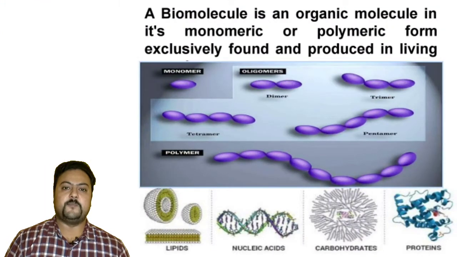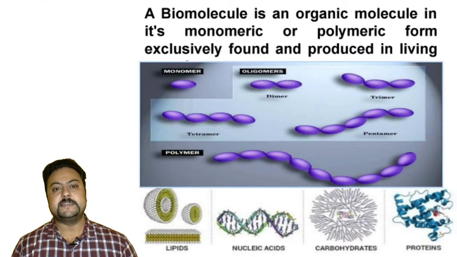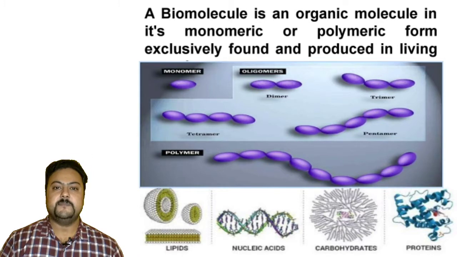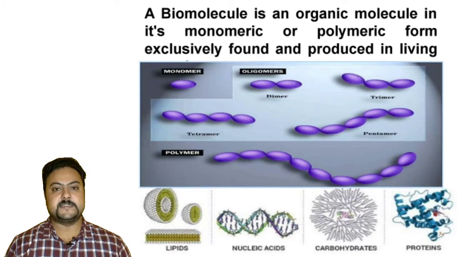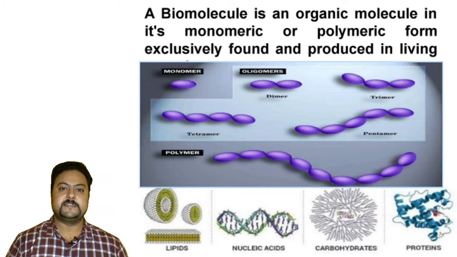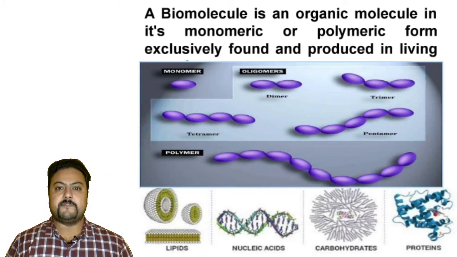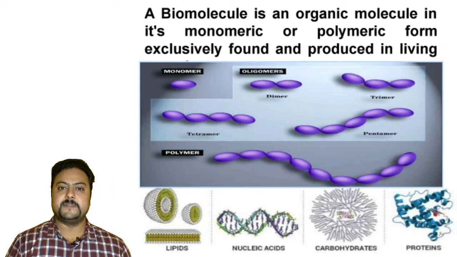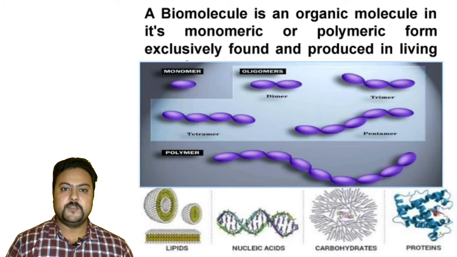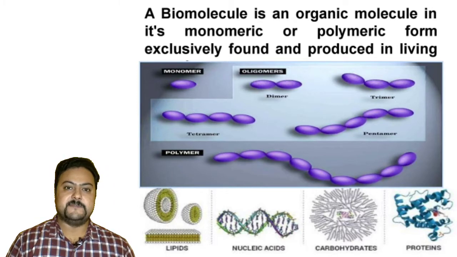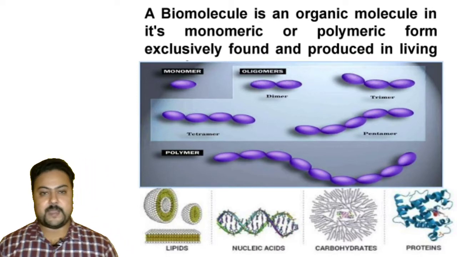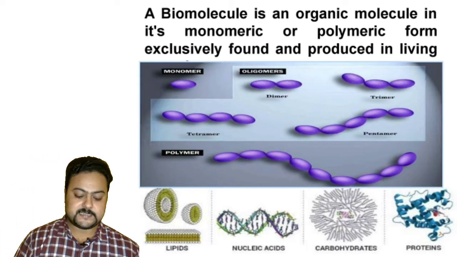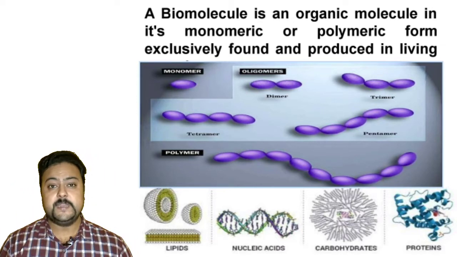So what is a biomolecule? A biomolecule is an organic molecule which is predominantly found in biological systems. As we speak of biological systems, we speak of cells, we speak of multicellular organisms such as the insects, the plants, the animals, and all these biomolecules constitute the very basic of our living. So biomolecules can be broadly classified as proteins, carbohydrates, lipids, and some high energy compounds, and also nucleic acids.